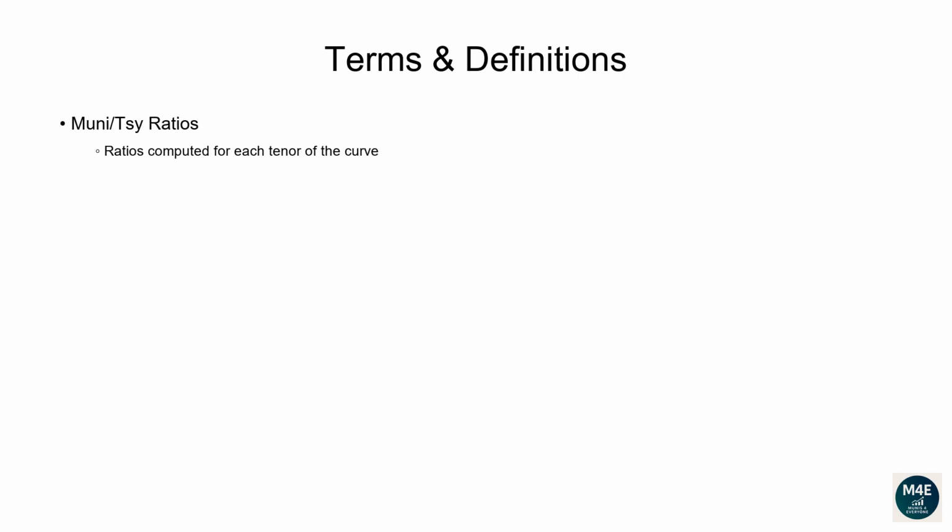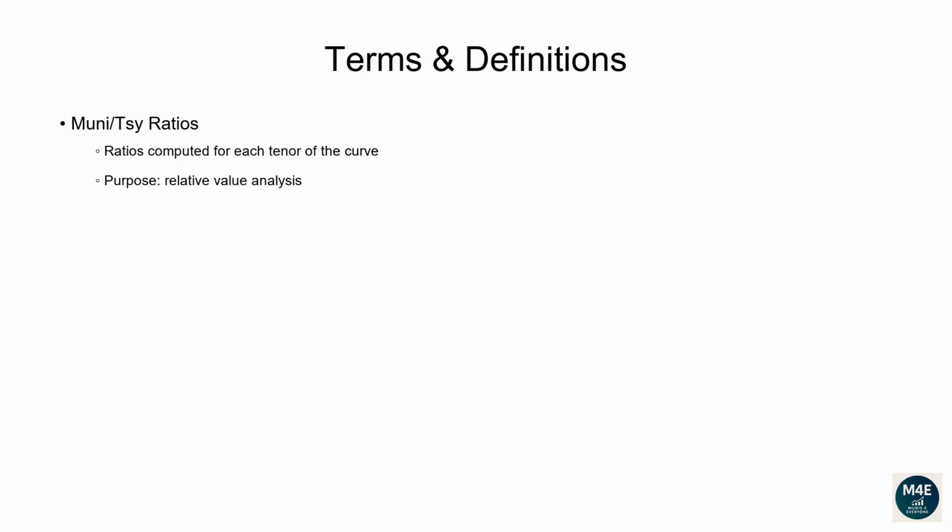What do we mean with muni-treasury ratios, and why are they important? First off, ratios are computed for each tenor of the curve. This means we compute the 1-year ratio by dividing the 1-year tax-exempt muni yield by the 1-year Treasury yield. Same thing for the 2-year ratio, 5-year ratio, etc.